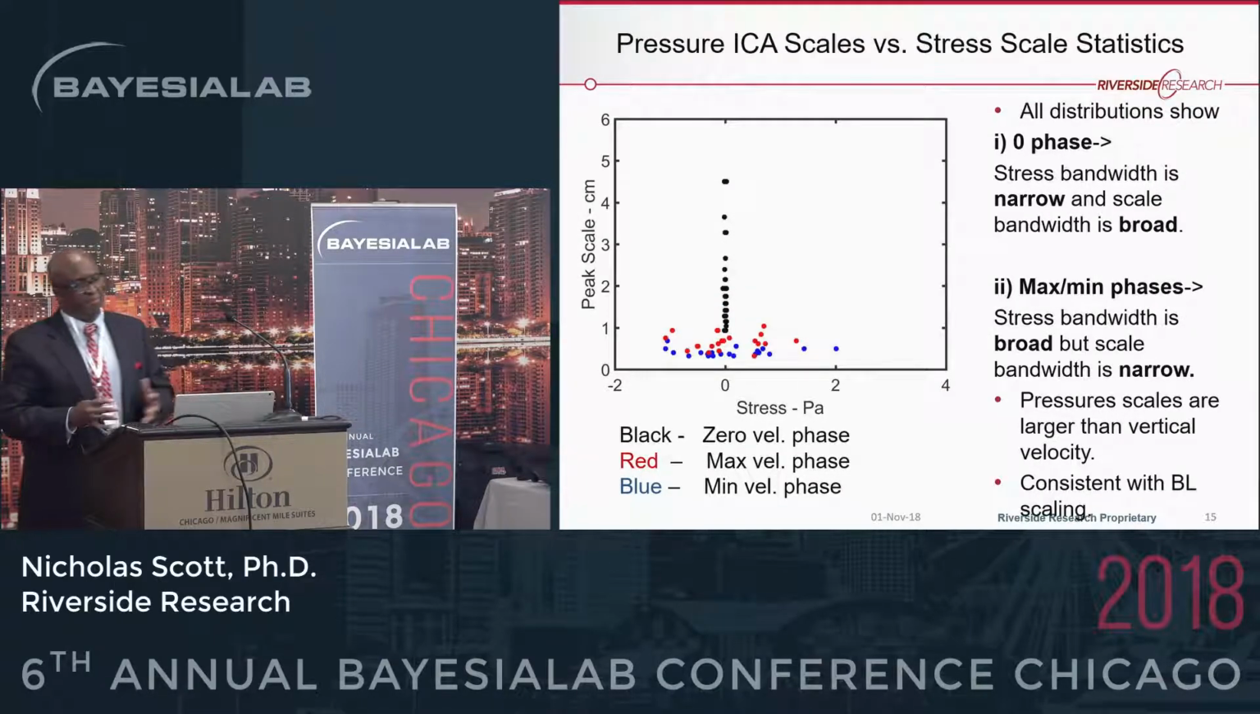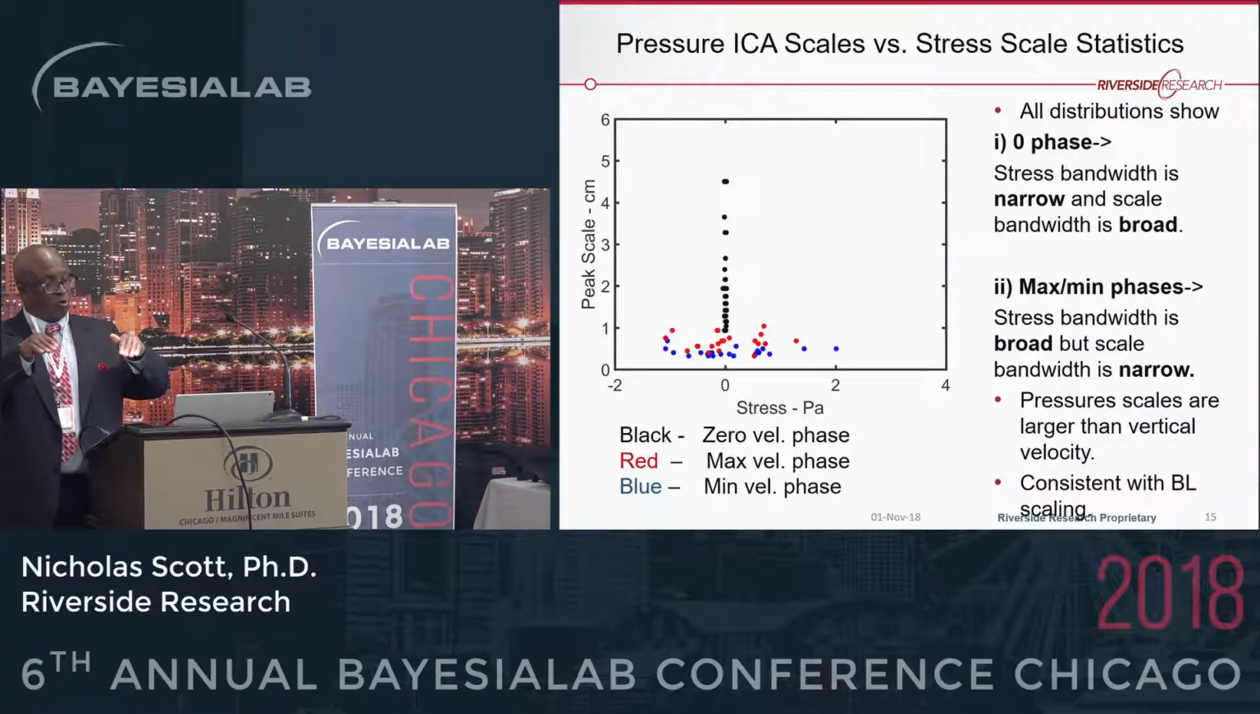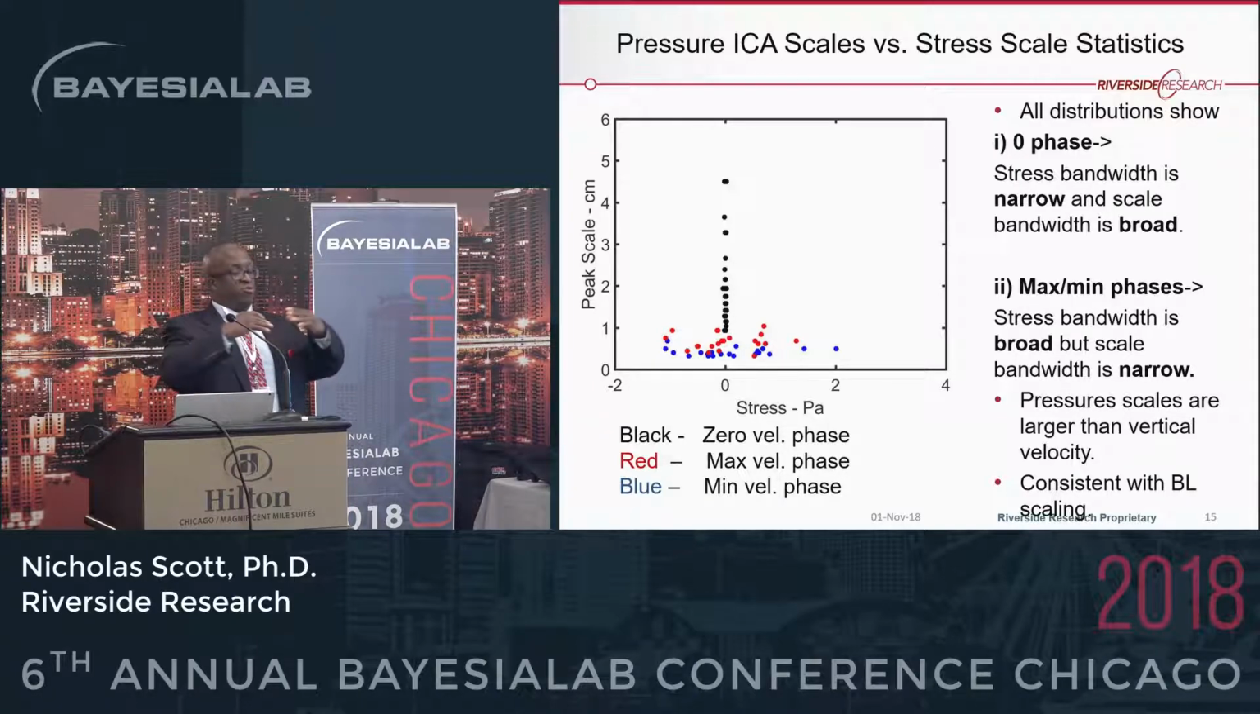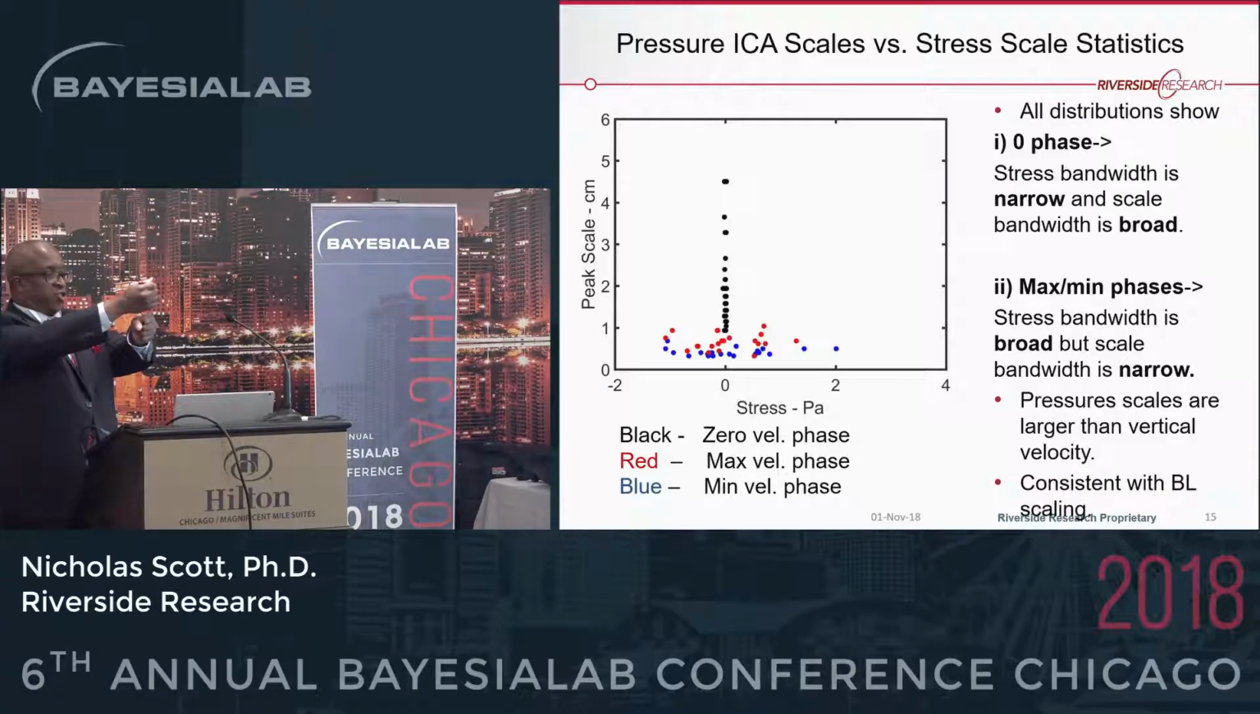Pressure has the same structure. Again, at the zero phase, no stress. Stress bandwidth is very, very narrow. Scale bandwidth is very broad. Max and min phase, that's when you're exerting stress on it. Stress bandwidth is broad. That means all the eddies feel a distribution of stress values. Scale bandwidth is very narrow. The turbulent scales are very, very small, pretty narrow. No bandwidth to them. Again, as you stir your coffee, you produce these pressure worms also, and they're all pretty small.